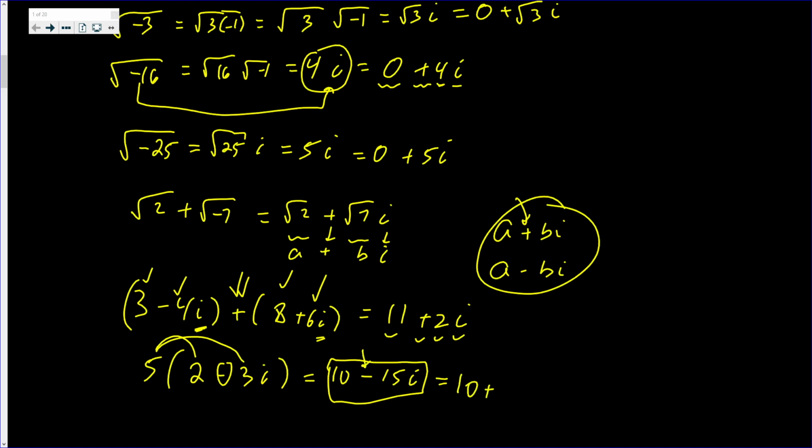You can change that to addition as long as you change the sign of the 15i. Where there is no sign, it is understood to be positive. So I make it negative 15i. A plus bi.